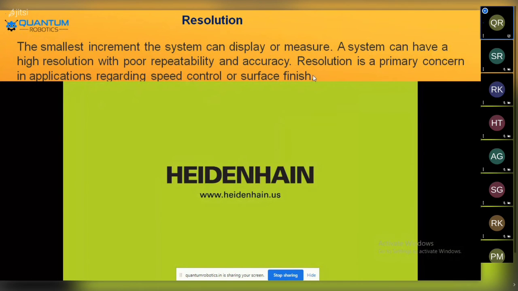Now you got it. The resolution height will be used for speed control and surface finishing. It will be used for that particular task. Okay, now you got how it is going to be.